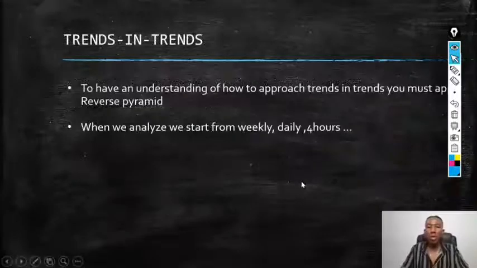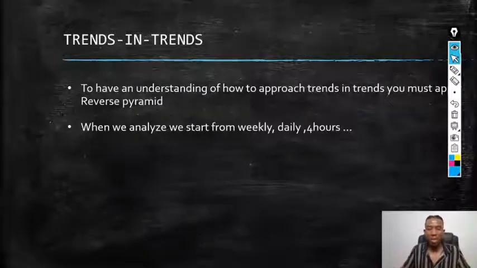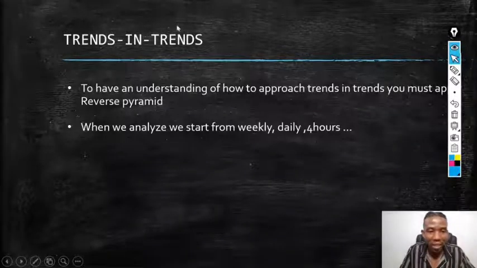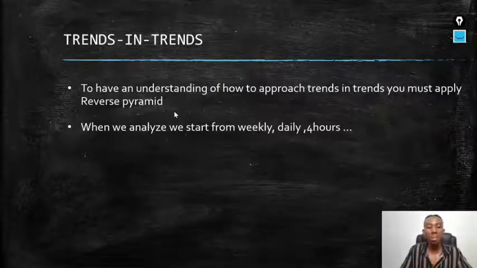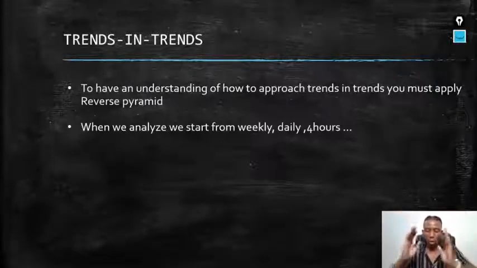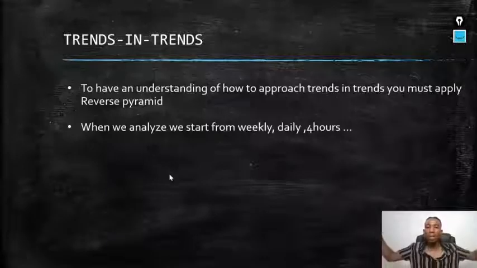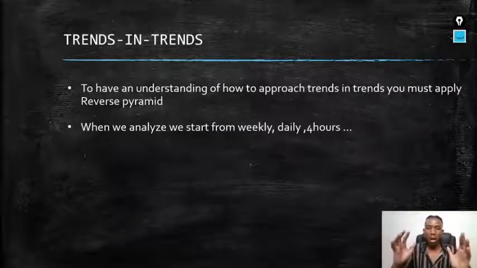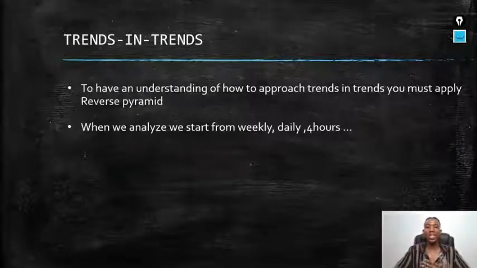In order for you to understand how to know when to have an entry and an exit point, you must understand trends in trends. You must apply reverse pyramid. What is a reverse pyramid? A reverse pyramid is when the high part is bigger and as you go down it becomes smaller. So when we analyze, we start from weekly time frames and slowly go to daily, to 4 hour, to 1 hour, to 30 minutes. Meaning we start from big, we go to small. That is trends in trends.